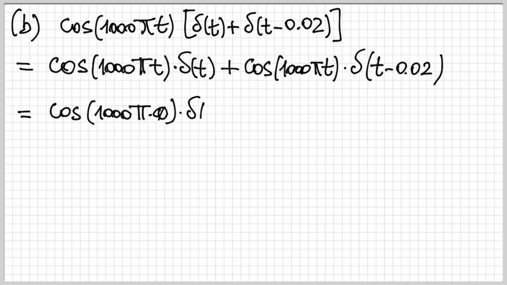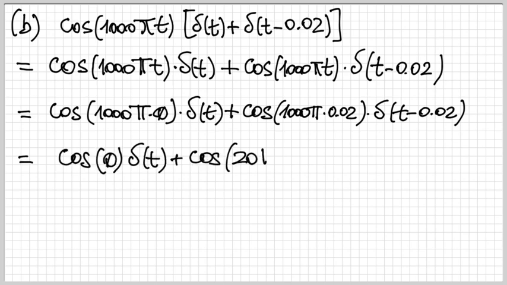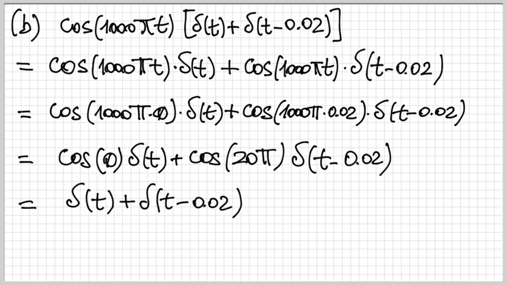So here's what happens. The first cosine will be evaluated at t equals 0 and the second cosine at t equals 0.02. Then we can further simplify these expressions because cosine of 0 is 1 and cosine of an integer multiple of 2 pi is also 1. So here's what we get as a result. In the end, we obtain delta of t plus delta of t minus 0.02.